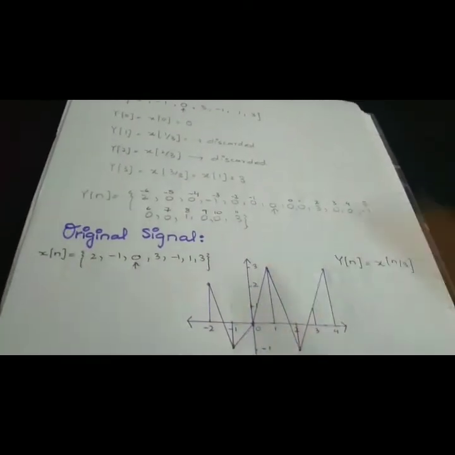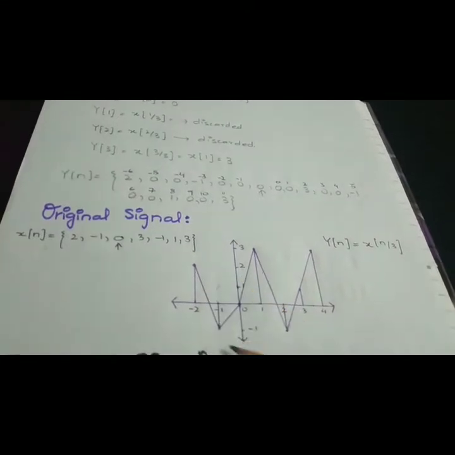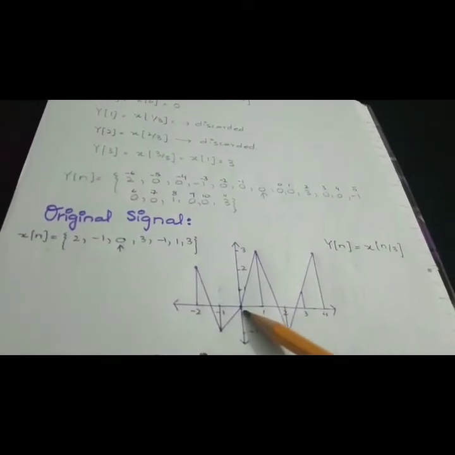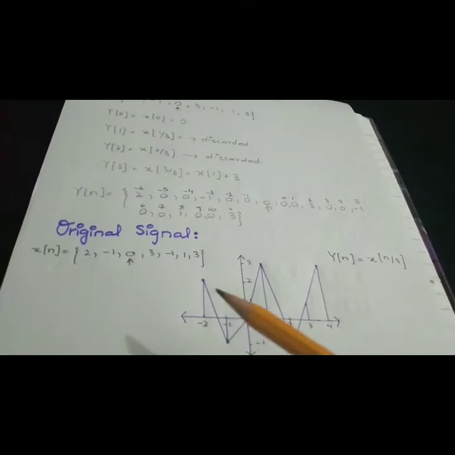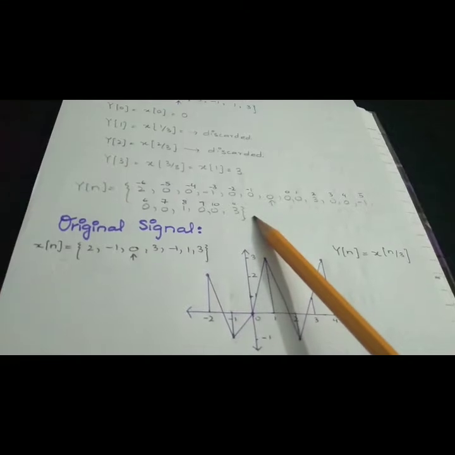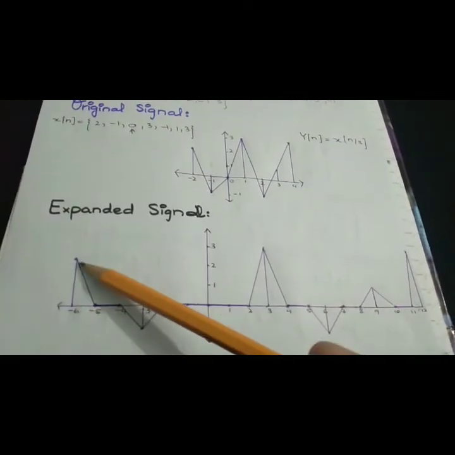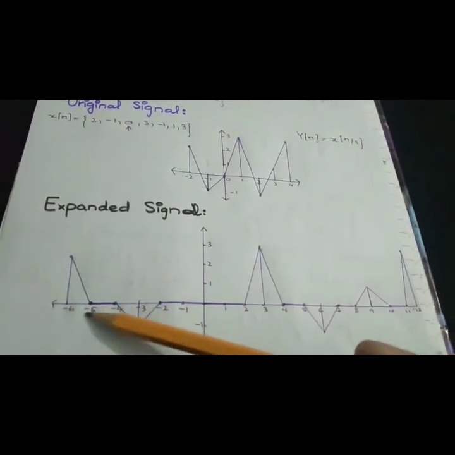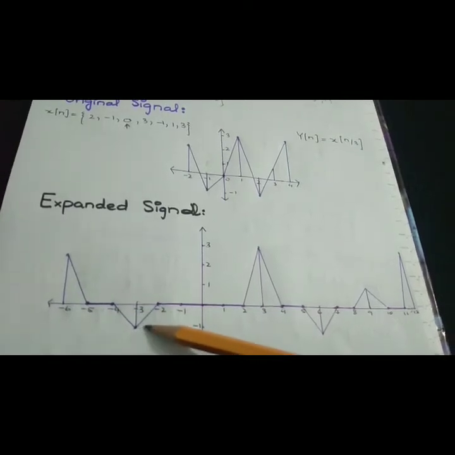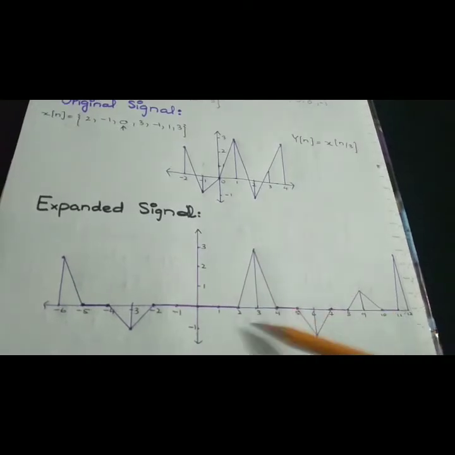Now we will draw our original signal. As our original signal is this, we have just plotted at 2 we have a peak of 2, and at minus 1 we have minus 1, and at 0 we have 0, and so on. We just draw our original signal. Now we have to draw our expanded signal. This is our expanded form, and we have to draw it. So this is our expanded signal, in which at minus 6 we have a peak amplitude, then at minus 5, at minus 4 we have a 0, and then at minus 3 we have minus 1, and then from minus 2 to 2 we have 0, and then we have a peak amplitude, and so on.